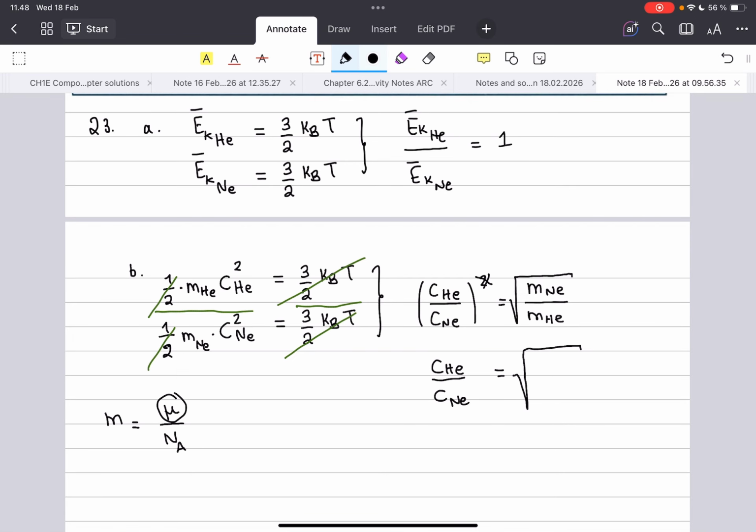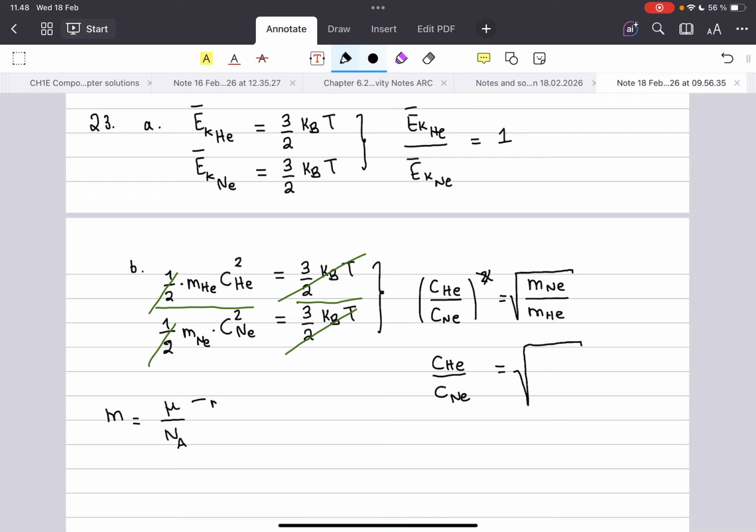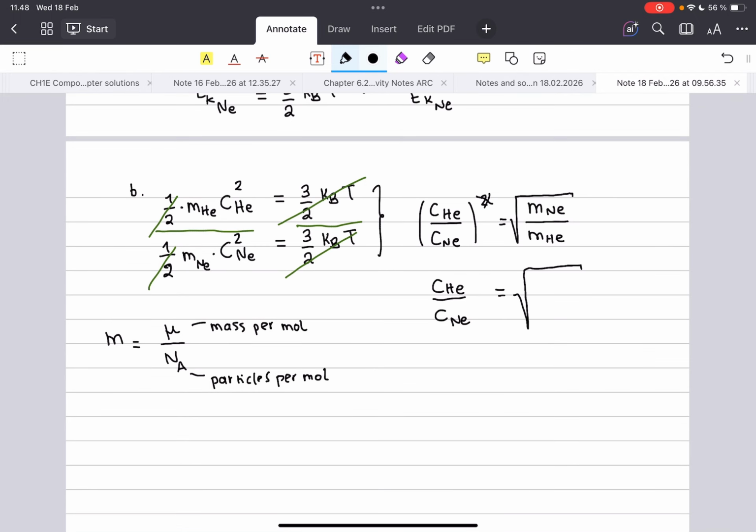This is because the molar mass gives us the mass per mole, while Na, the Avogadro number, gives us how many particles we have per mole. Therefore, if you want to find the mass per particle, you have to divide those two numbers. So m will now be the mass that you have per particle.